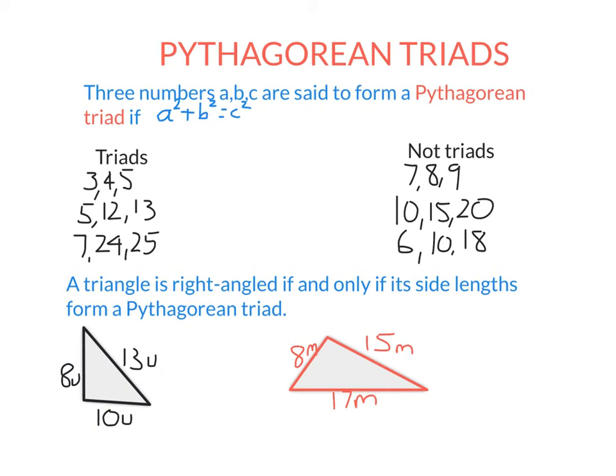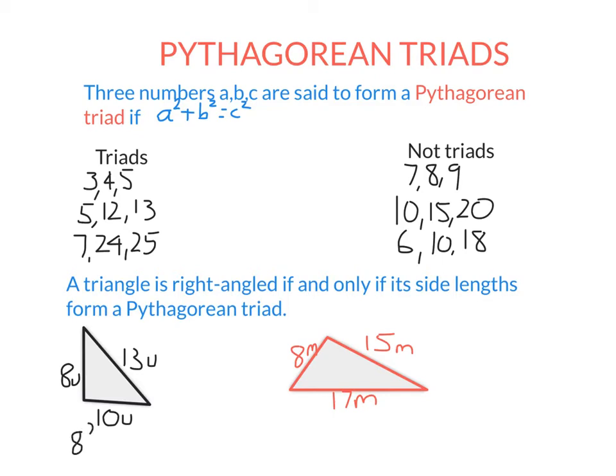So let's look at these two triangles here and determine whether or not they're right-angled. I just want to point out, it's not enough just to look at this one and say, oh yeah, it looks right-angled, therefore it must have a 90-degree angle. No, we need a definitive way to determine whether or not it is right-angled, and we're going to use Pythagorean triads. So here, the two shorter sides, a and b, are 8 and 10.